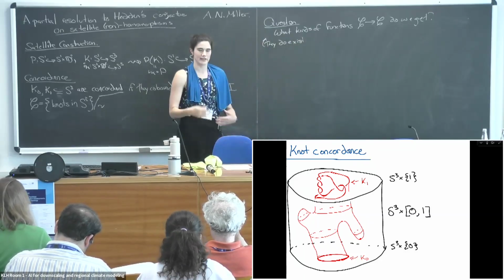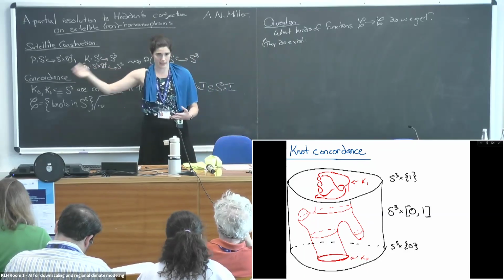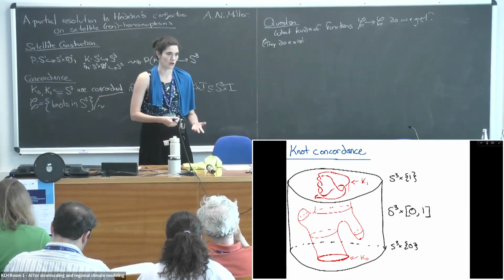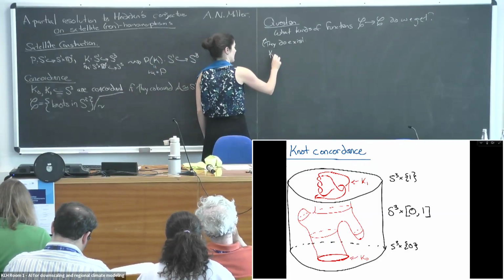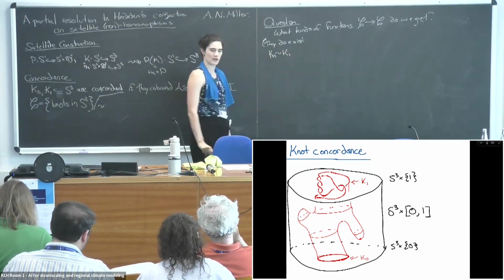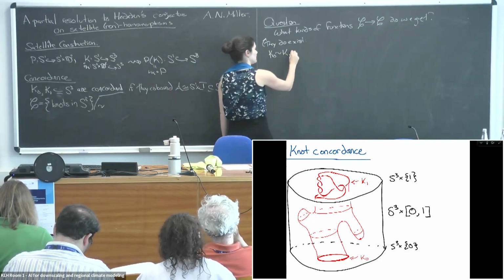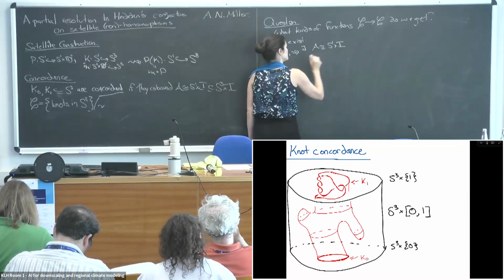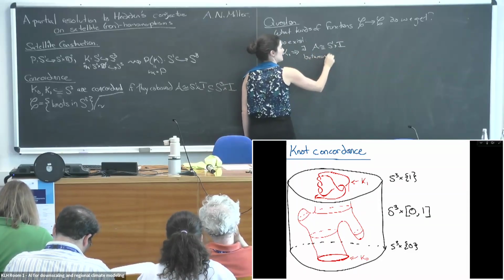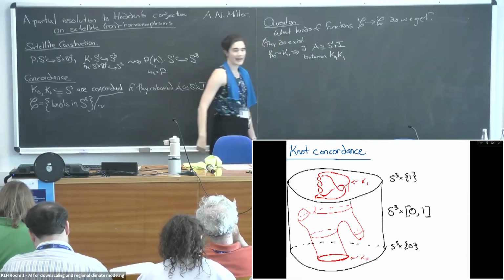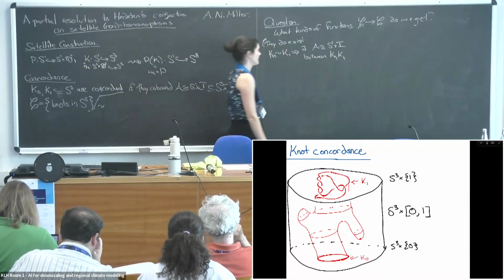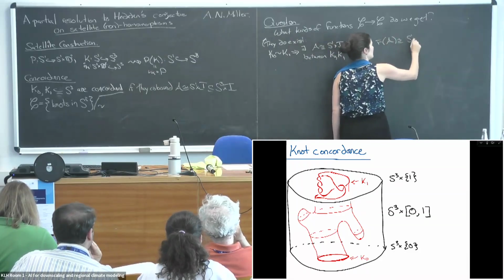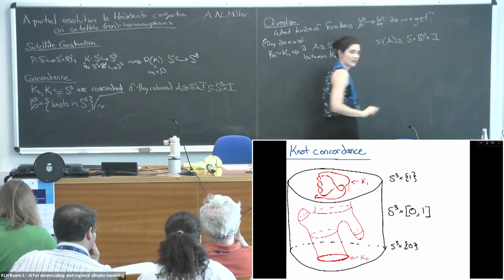So what do I need to show? I need to show that for any pattern P and for any K0 and K1, if K0 and K1 are concordant, then P of K0 and P of K1 are concordant. And in fact, it's sort of a one line. If we start with concordant knots, by definition, they co-bound an annulus between K0 and K1. And I can take a tubular neighborhood of that annulus. And I can think of a tubular neighborhood of that annulus as being S1 cross D2 cross I.